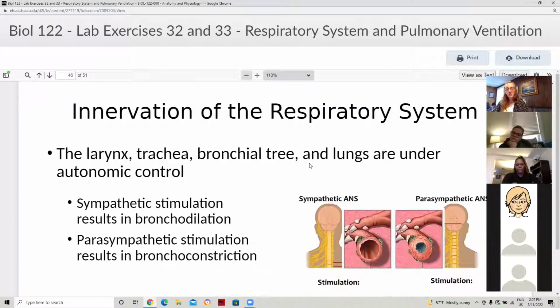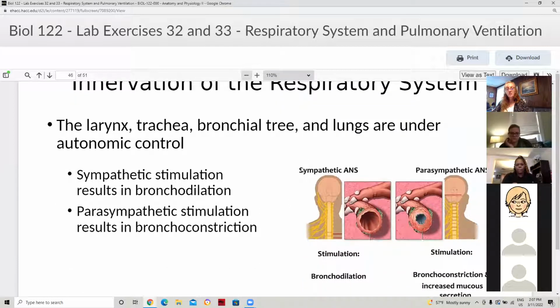Innervation of the respiratory system. Sympathetic, this is specifically affecting the larynx, the trachea, and the bronchial tree. The lungs are under autonomic control. Sympathetic stimulation is going to result in bronchodilation. Parasympathetic stimulation is bronchoconstriction.